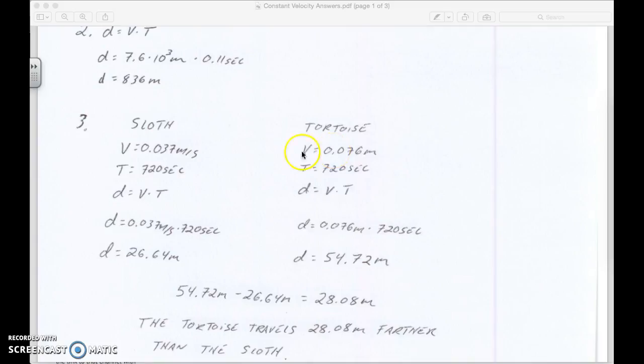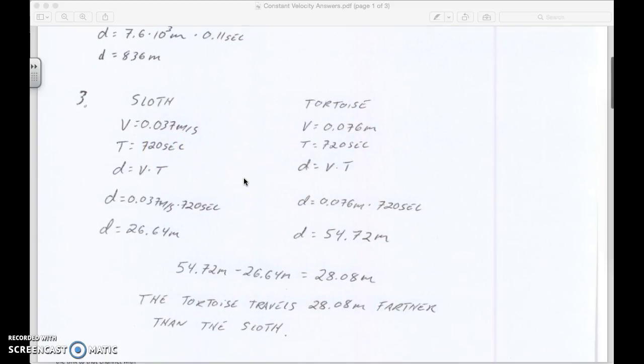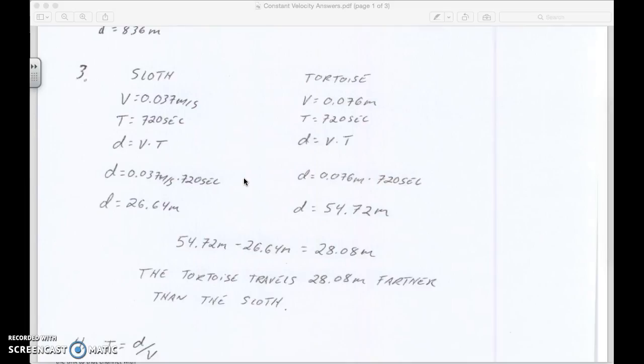After 12 minutes of walking, which by the way 12 minutes is 720 seconds, if you multiply 12 by 60 seconds per minute, you will get your 720 seconds. After 12 minutes of walking, how much further will the tortoise have gone than the sloth? What we need to do is figure out the distance that each one of those animals is going to cover in 12 minutes of time.